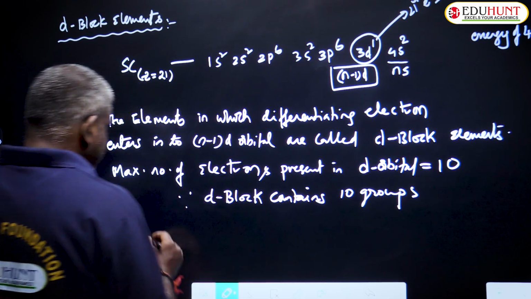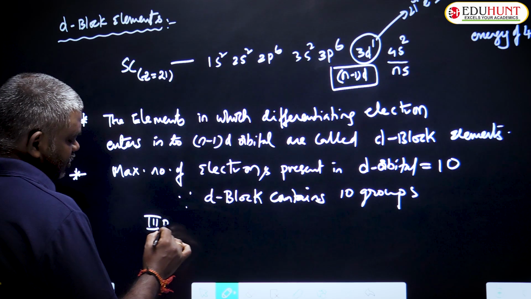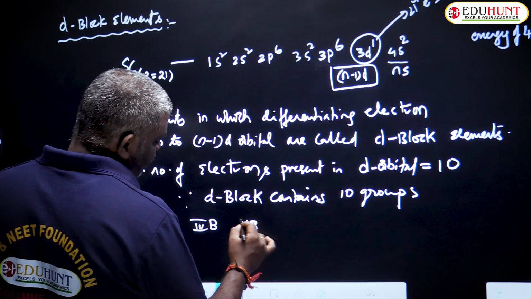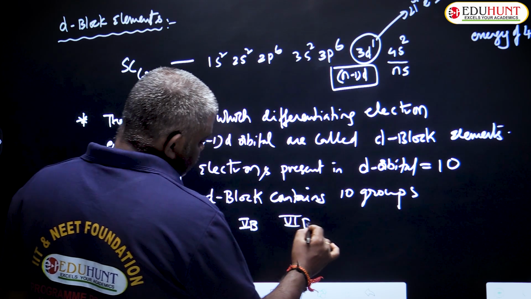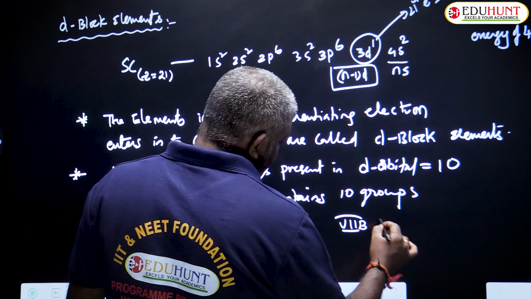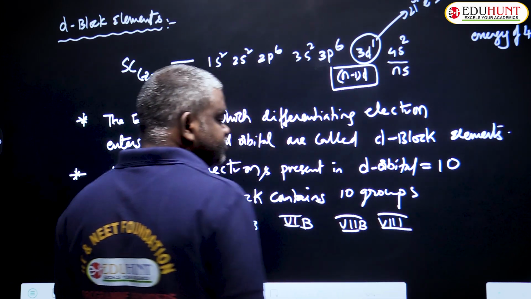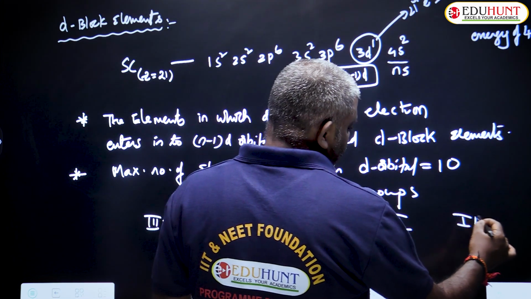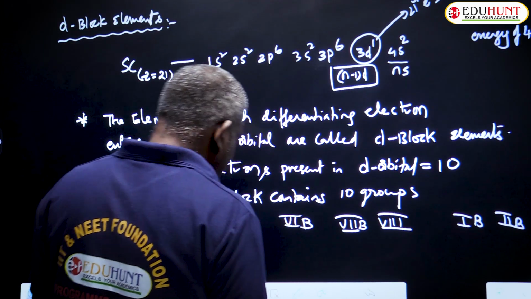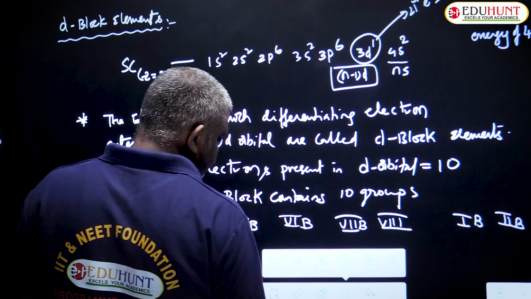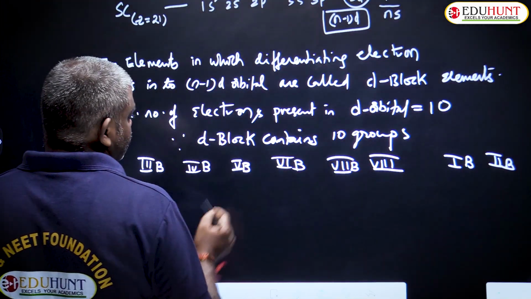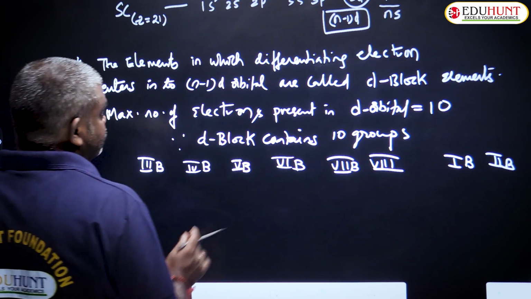They are starting from 3B, 4B, 5B, 6B, 7B, 8 which is three groups, and 1B, 2B. The total groups present in D block is equal to 10.